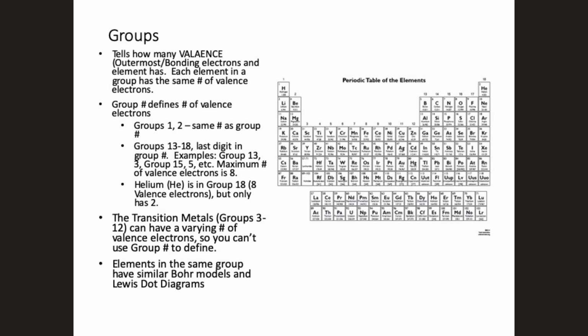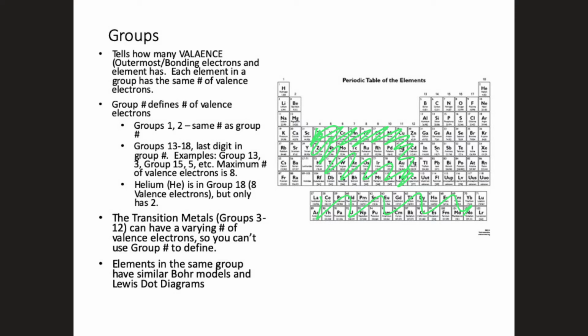Now the groups tell us how many valence electrons are in the atom. Each element in that group has the same number of valence electrons. Now there's a little catch here. The transition metals, which are these metals right here, which also includes these, can have variable valence electron numbers. And there's a reason for that. We're not going to get into that right now.